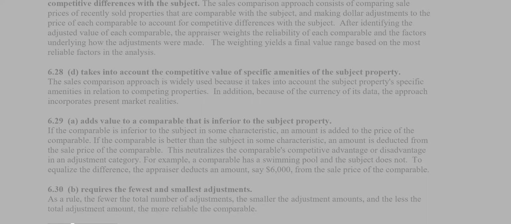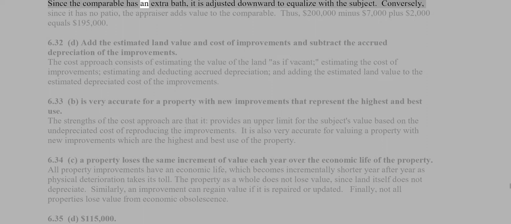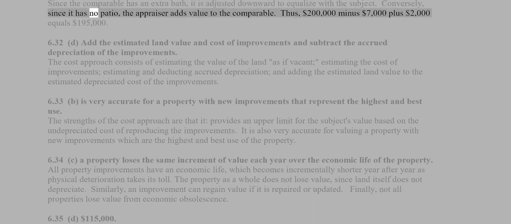6.31 C. $195,000. Since the comparable has an extra bath, it is adjusted downward to equalize with the subject. Conversely, since it has no patio, the appraiser adds value to the comparable. Thus, $200,000 minus $7,000 plus $2,000 equals $195,000.